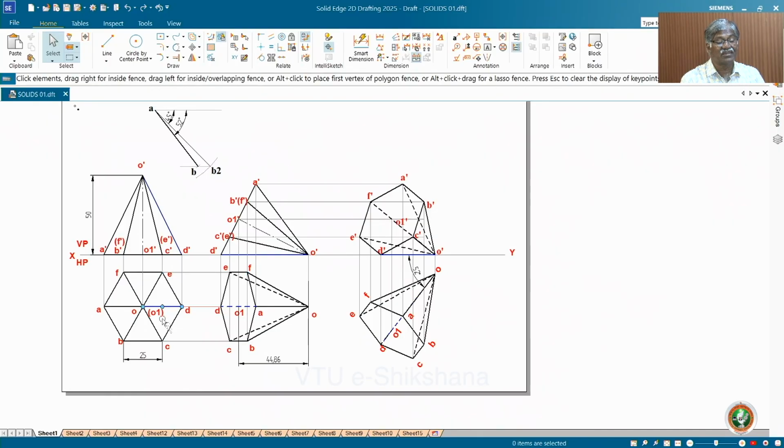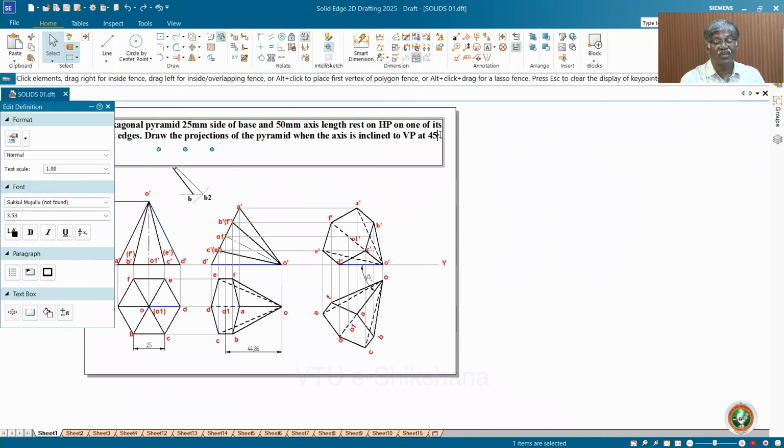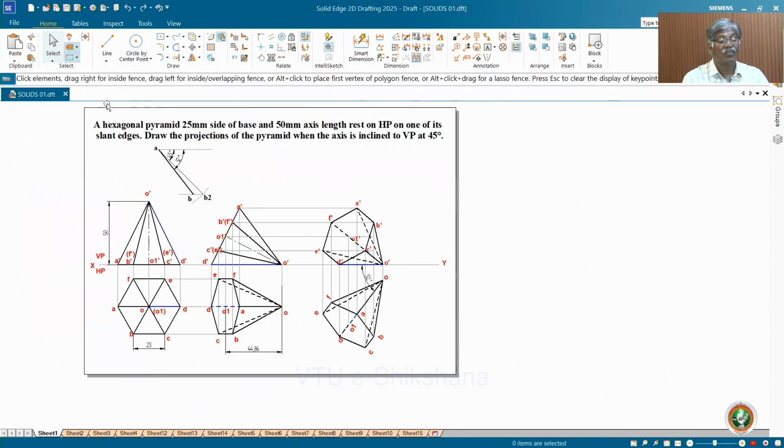See this corner condition. In this case, when the axis is inclined to VP by 45 degree, so definitely this works out to be beta business. So you have to take beta. Okay. Now 45 degree line is there. 45 degree. Now I'll repeat the question.